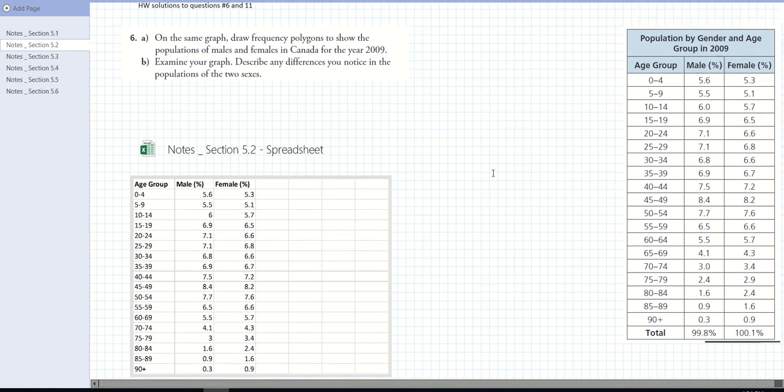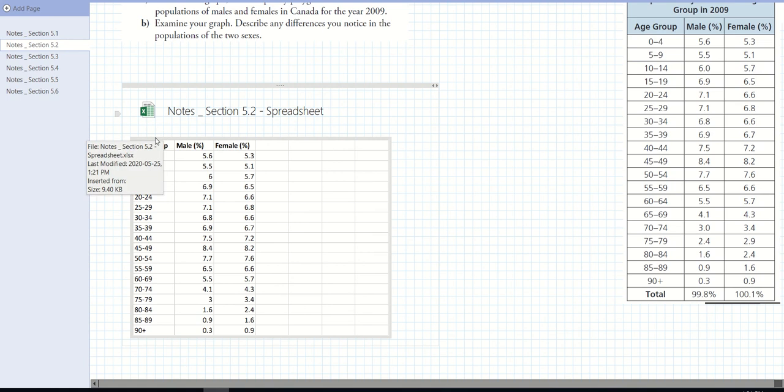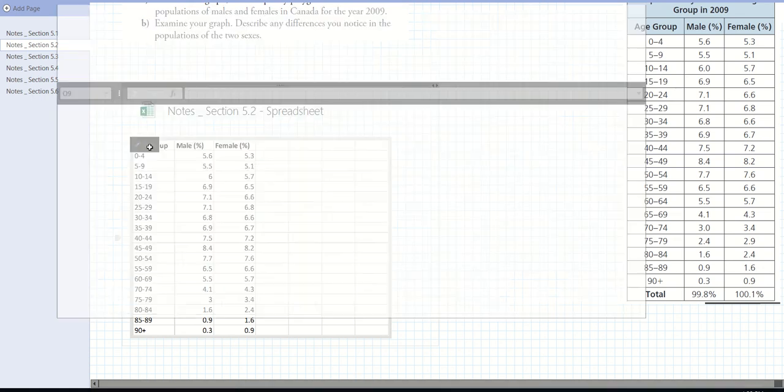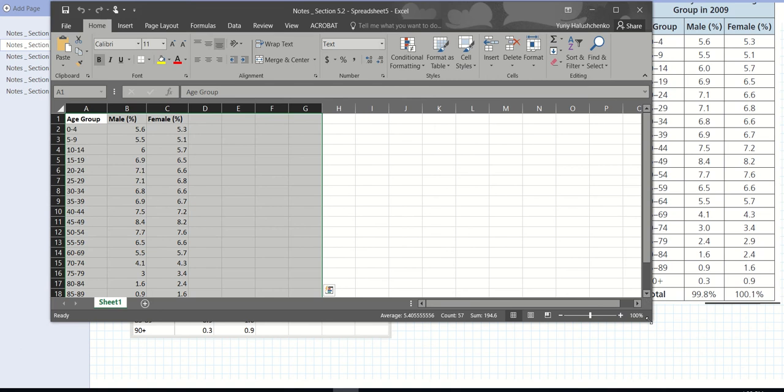So what I've done here is I put this in a spreadsheet. And again, you can do this by hand. You don't have to do this on a spreadsheet. You should be able to do this by hand because it's basically just making a line graph. But I did do it on a spreadsheet, so I can show you what you can get from the graph.